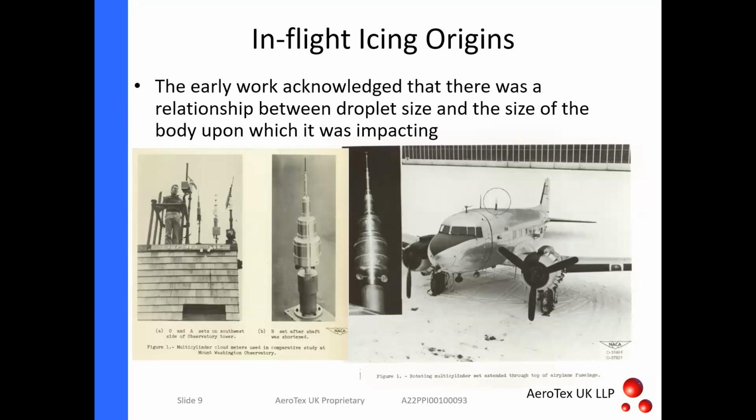And so they started to appreciate the issues associated with droplets of different sizes. They flew these aircraft with different size cylinders because the droplets have a mass inertia, and the bigger the body, the more inertial separation it gives. So by using these different size cylinders, they could get an indication of both the severity of the icing and the sizes of the droplets within those spectra.